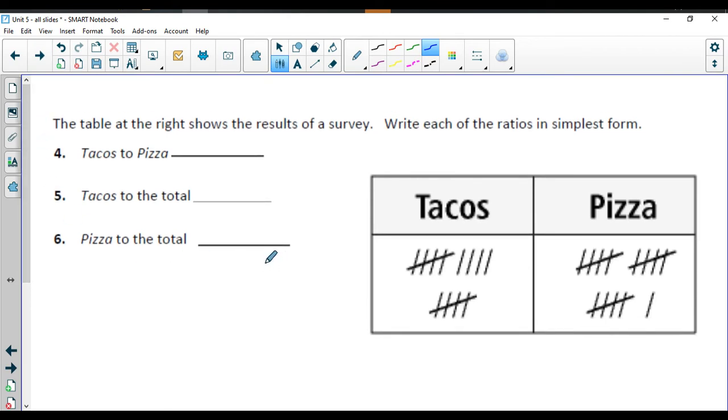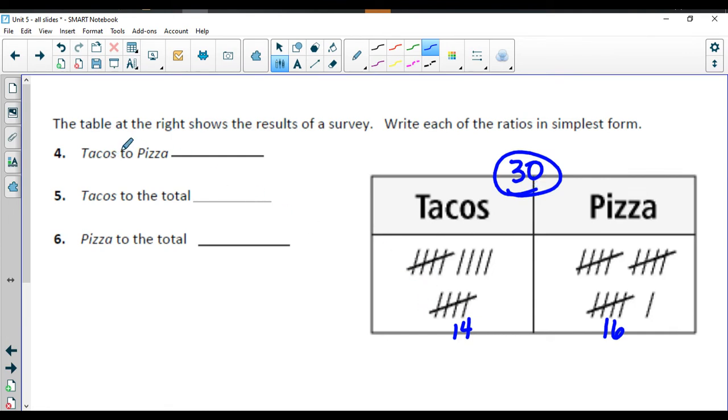The table at the right shows the results of a survey. Write each of the ratios in simplest form. So we're going to be comparing tacos to pizza, tacos to total, pizza to the total. So I'm real quick just going to add these up. 5, 10, 11, 12, 13, 14 tacos, 5, 10, 15, 16 pizzas, and 14 and 16 gives me a total of 30. So if I do that, I've kind of done some of the front work here.